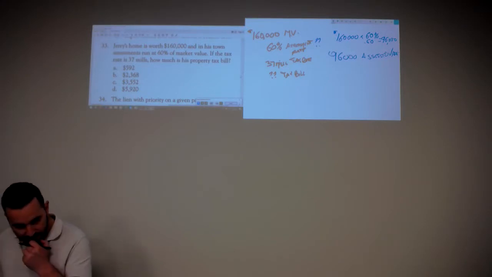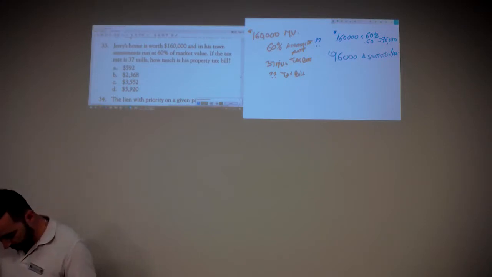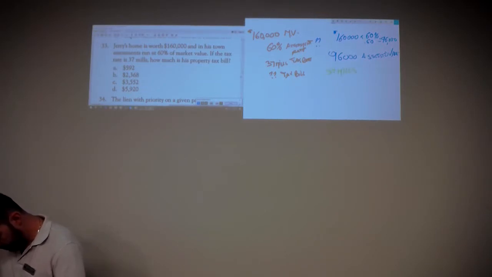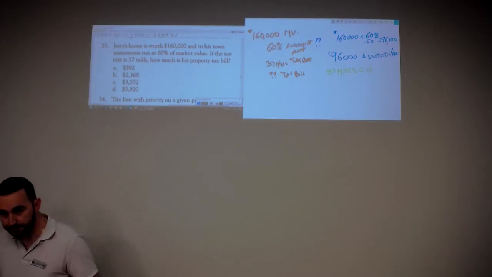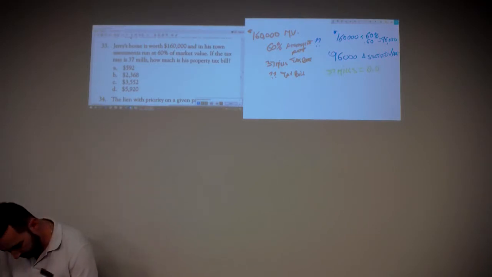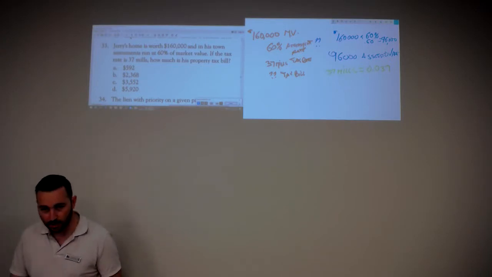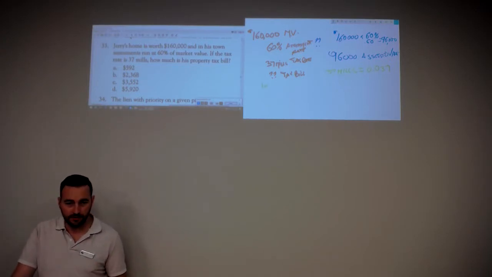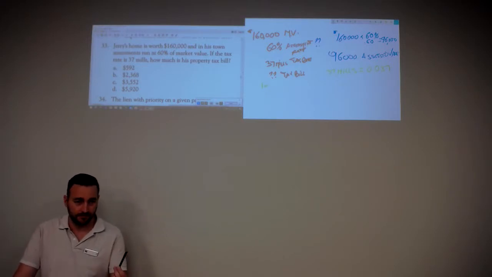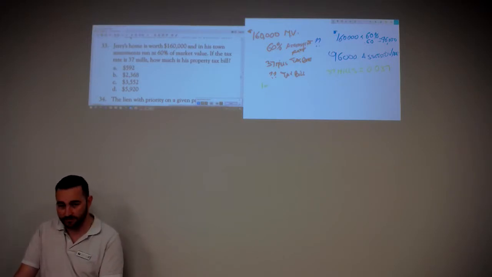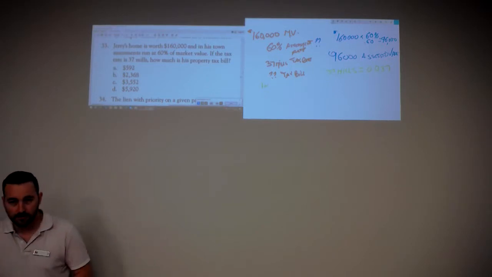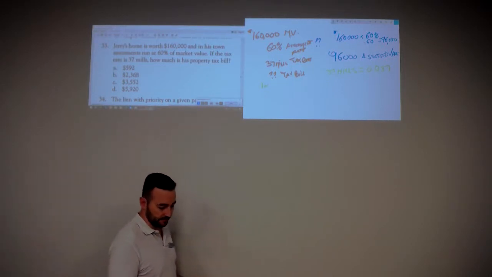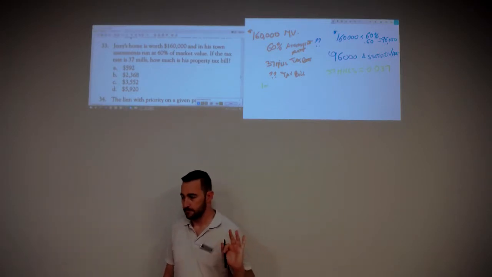Then we have 37 mils. 37 mils equals 0.037. Because 1 mil equals 0.001 or 1/1000 of a dollar. Every mil is 0.001. If there's 37, then it's 0.001 times 37, which is 0.037. Good so far?